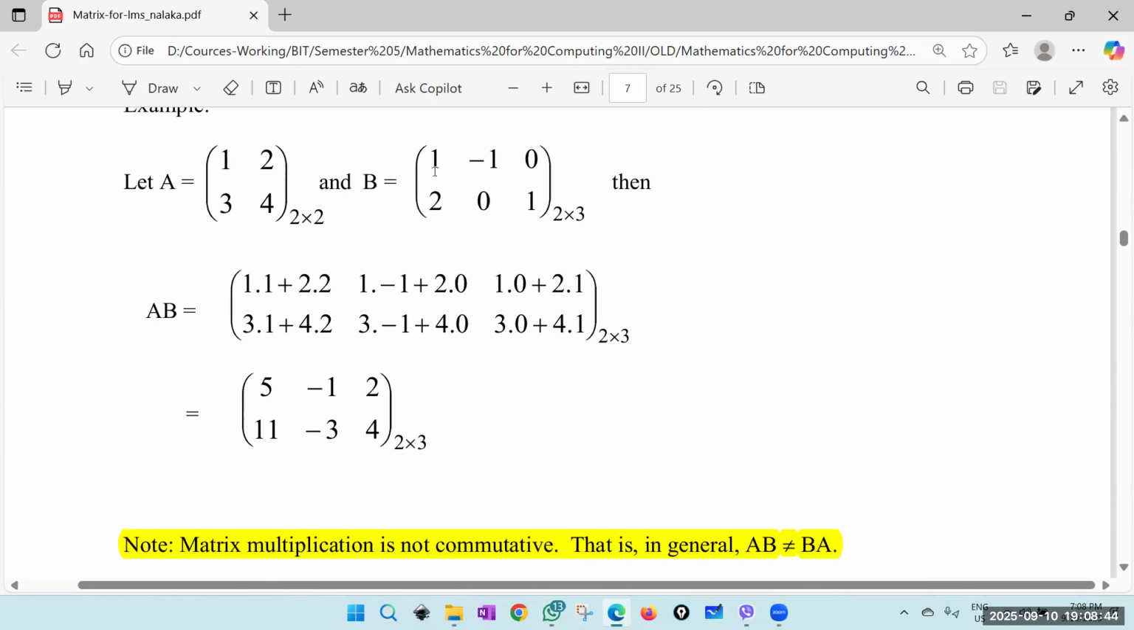So remember 1 into 1 plus 2 into 2, that is your 1, 1. Then 1 into minus 1 plus 2 into 0, that is your 1, 2, and so on. So if this is 2, 2, and 2, 3, what you get is 2, 3.